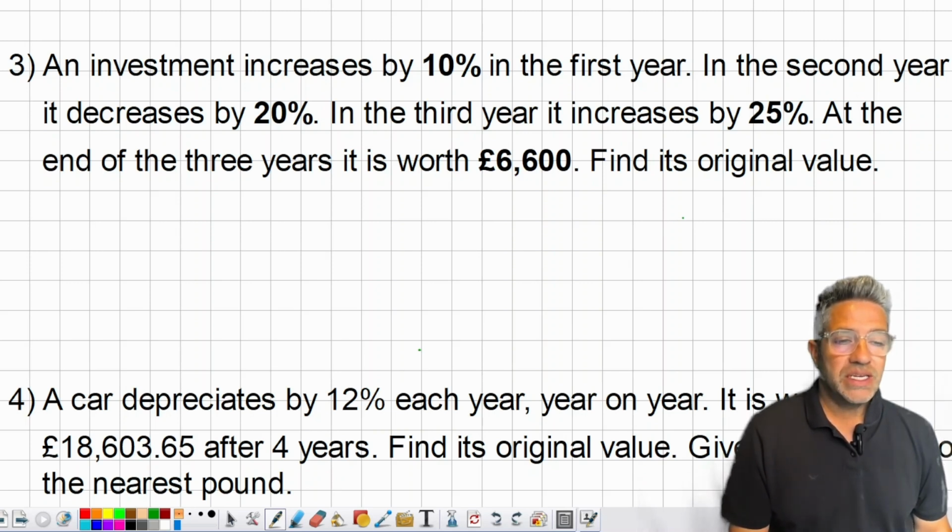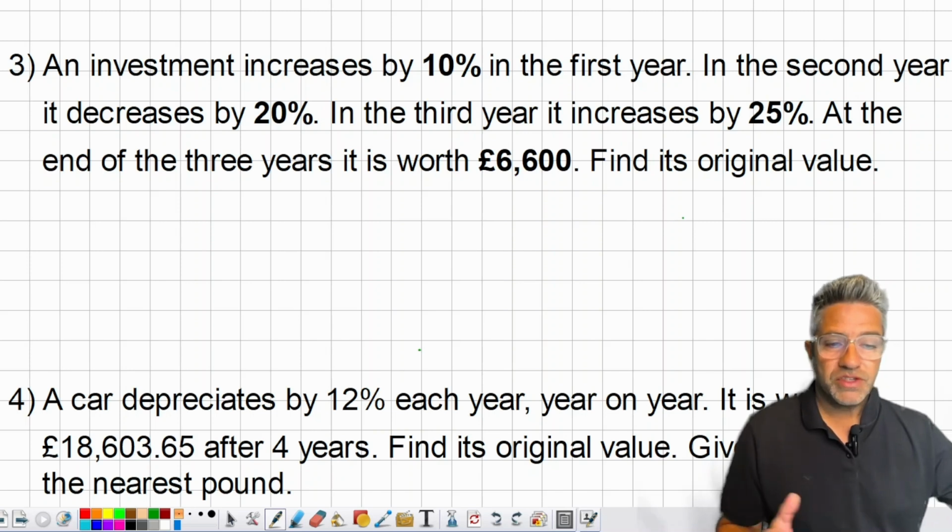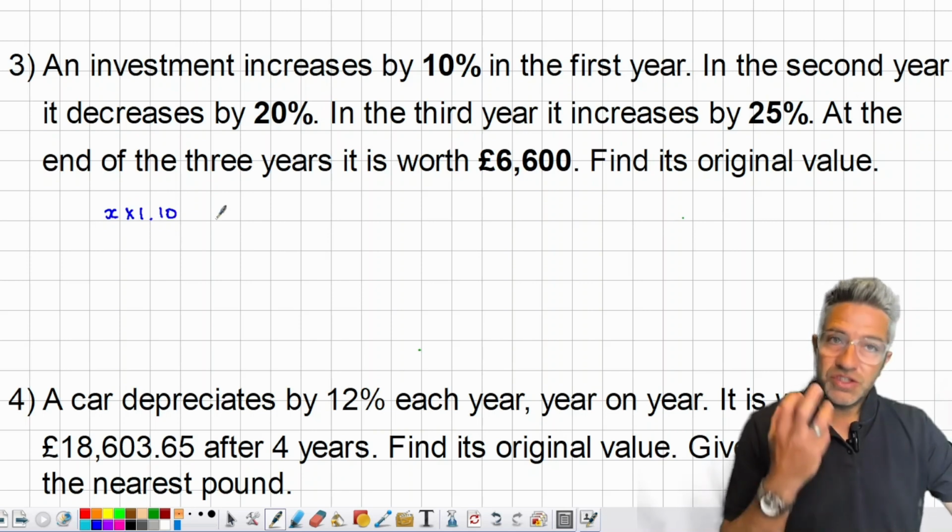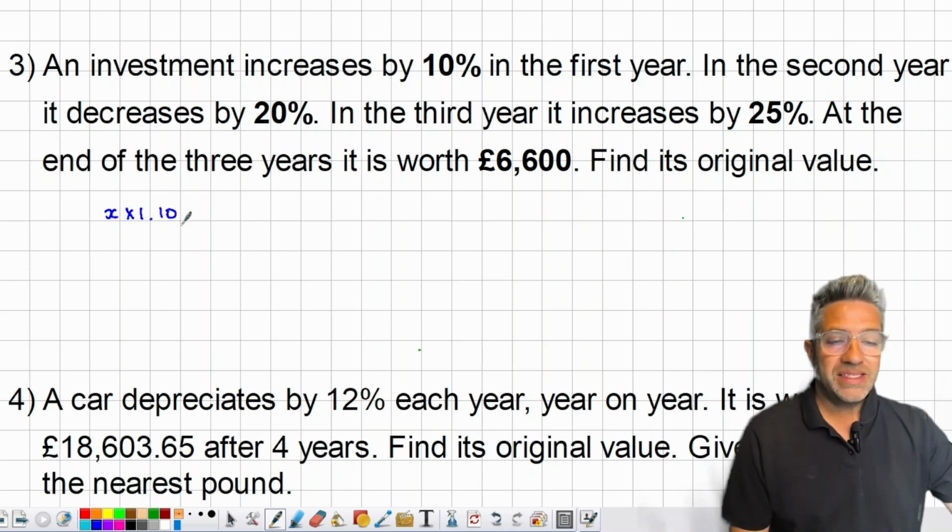An investment increases by 10% in the first year. Hold on, I'm going to write this down as I go, otherwise I'm going to lose track. An investment, so again, I'm going to call that X. It increases by 10% in the first year. I will put the 0 on just for clarity. In the second year, it decreases by 20%. Well, if we lose 20%, we have 80% left.